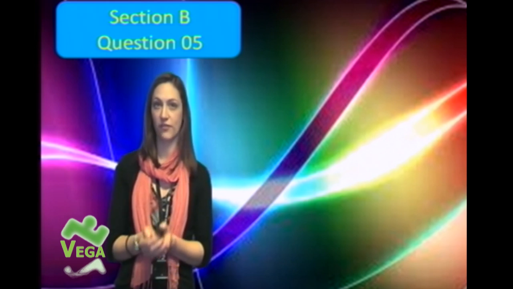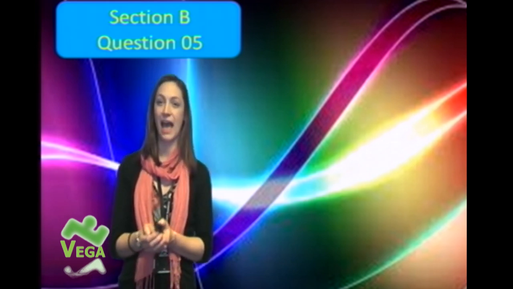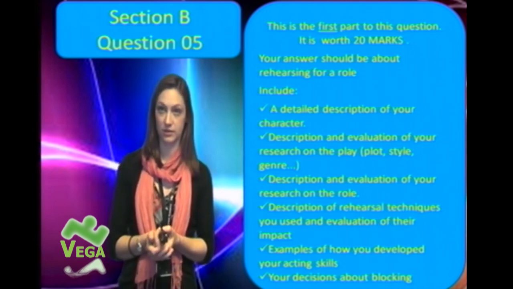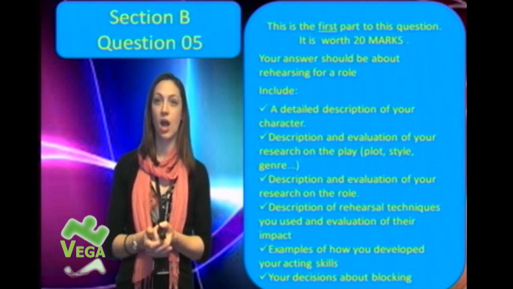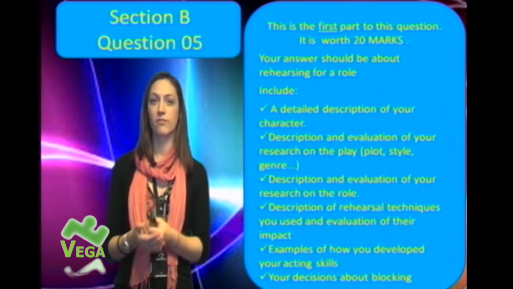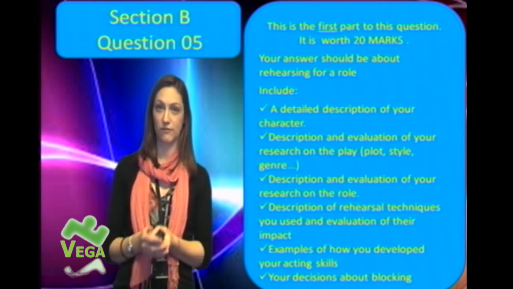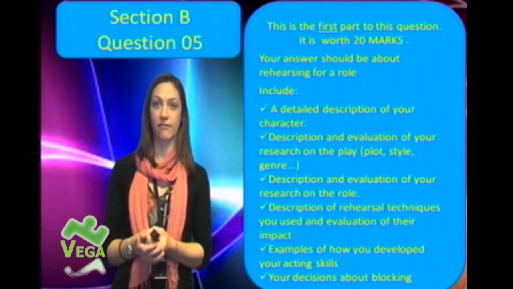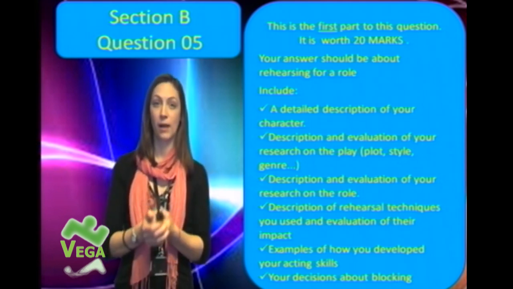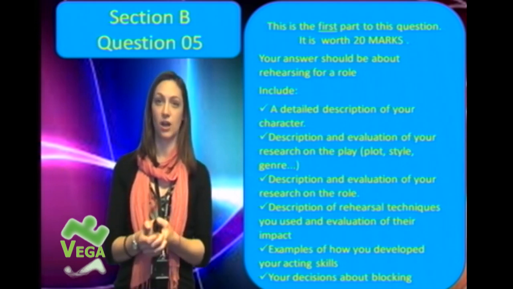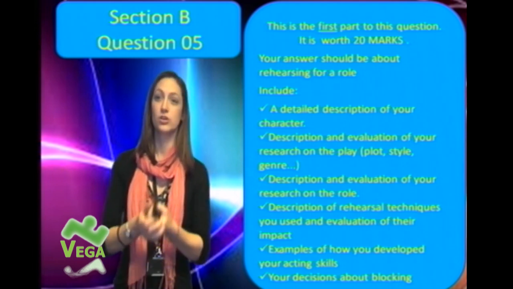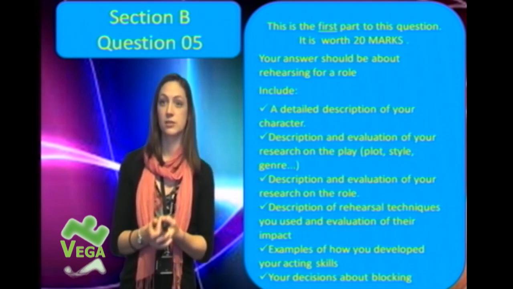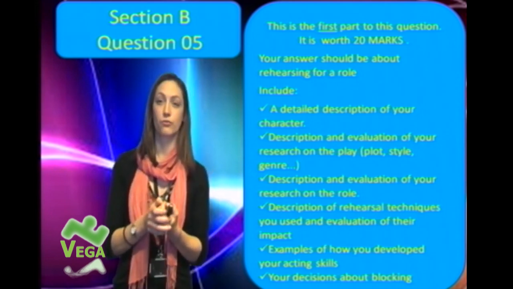Once you've underlined your questions and the key phrases, you're thinking about the first question. So we're going to talk about question 5, which is the first question on acting. This question is worth 20 marks, and it should be about your rehearsal for a role. There are a number of key points that you must include if you are going to get top marks in this question. First and foremost, describe your character. Then describe your play, and describe the research that you have done on it: plot, style, genre. What do you know about this play? Once you've done that, describe and evaluate the research on the role that you played.